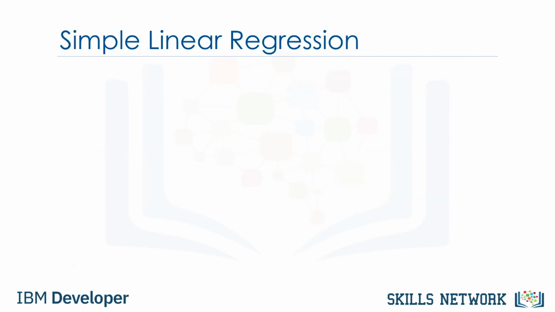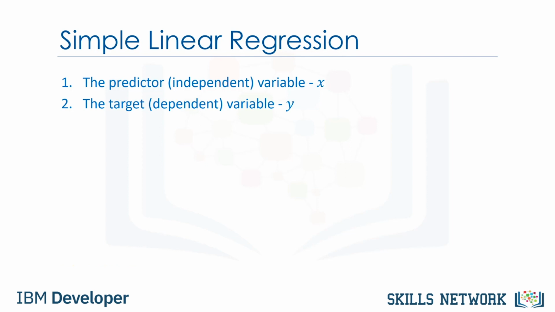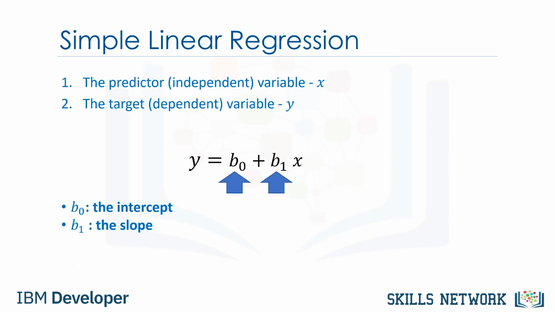Simple linear regression, or SLR, is a method to help us understand the relationship between two variables, the predictor, independent variable x, and the target, dependent variable y. We would like to come up with a linear relationship between the variables shown here. The parameter b0 is the intercept. The parameter b1 is the slope. When we fit or train the model, we will come up with these parameters. This step requires lots of math, so we will not focus on this part.